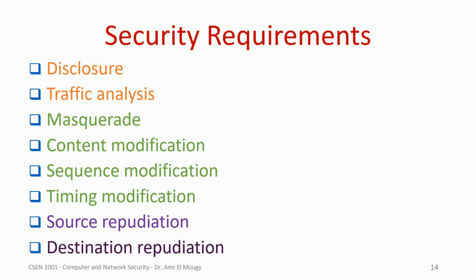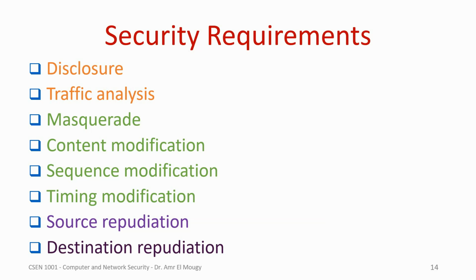Then you have sequence modification, meaning that you don't actually change the content of a message, but you change their sequence. You take the first message, you put it at the end, you take the second message, you put it first, and so on. The problem with sequence modification is that if the order of the messages is important, then you will be able to fool the receiver into doing something that is not supposed to happen.